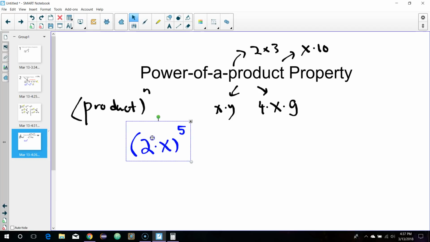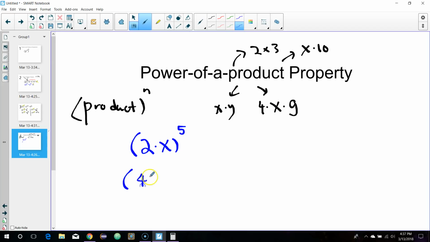Let's give you a couple more examples, and then I will teach you how to do this. Let's say the product is 4xg. Pay attention to this second example. I'm not going to put a dot over there. Anything right next to each other is going to multiply. So this is the power of the product. The power, the exponent, is going to be 2. This is your product within the parenthesis.